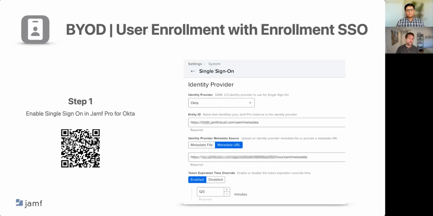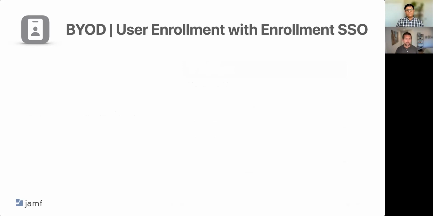Perfect. All right. So what we're going to do here is set up user enrollment with Enrollment SSO. So the first thing you're going to want to do is enable single sign-on in Jamf Pro for Okta if you haven't done this already. You do this through the Jamf Pro console under system settings and under single sign-on. You go in there and we have some great guides on how to set up Okta as an identity provider.